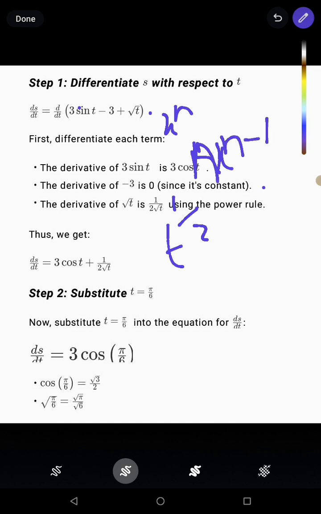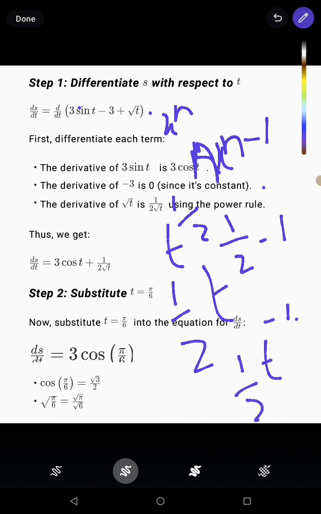So my x is t, my n is half. So that will be half t to the power half minus 1. Half minus 1, you remove half from the whole 1, so that will be minus half. So we get 1 over 2 t raised to power minus half. And by the rule of indices, that's the same as 1 over 2 times t raised to power half, and t raised to power half is root t. So that's where we get our 1 over 2 root t from.